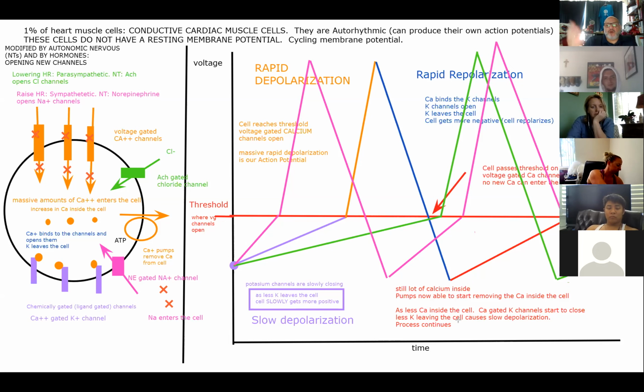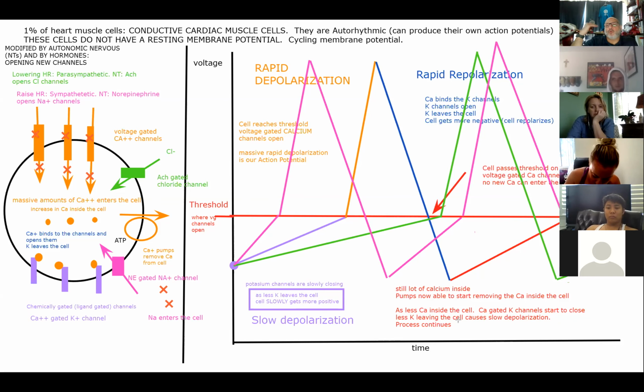And so in this way, when you're sitting calmly in the chair, you're getting more parasympathetic input into your heart. So you're opening more of those chloride channels and it's slowing down. When you have a 10-minute break and you've got to run down to the corner to get Starbucks and run all the way back, then you're getting more sympathetic input, more sodium is entering the cell because that norepinephrine is opening up those channels and the heart beats faster.